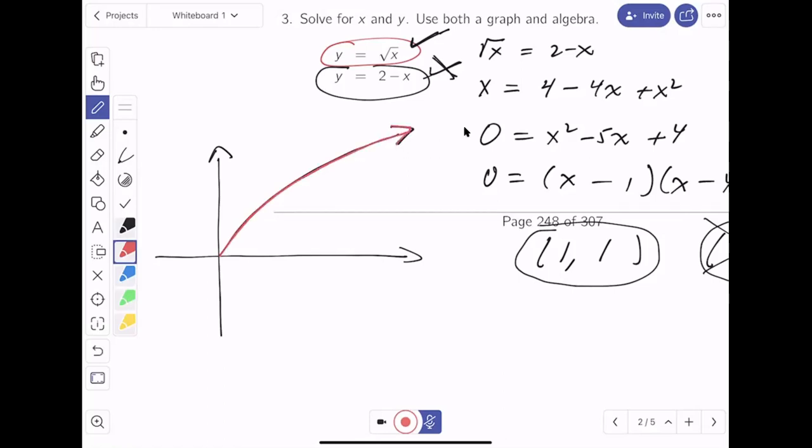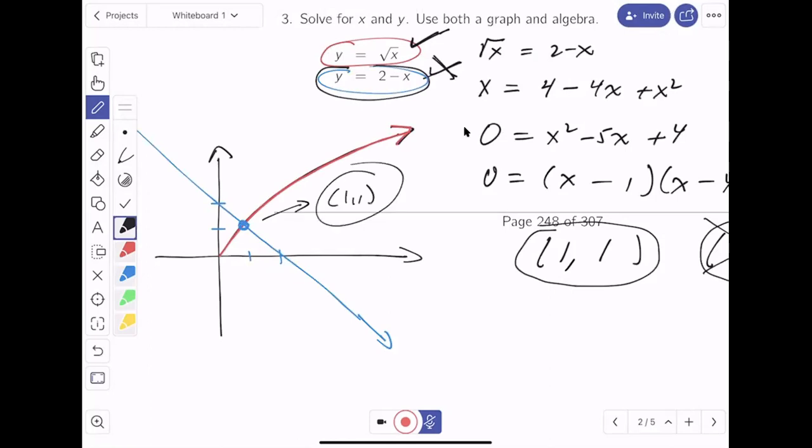And now I'm going to do the line. The line has a y-intercept of 2, and it has a slope of minus 1. All right, I'm definitely seeing a point of intersection. I'm wishful thinking again. I'm thinking it looks like (1, 1). Do I know it's (1, 1)? I sure do. We've already done the algebra on it.